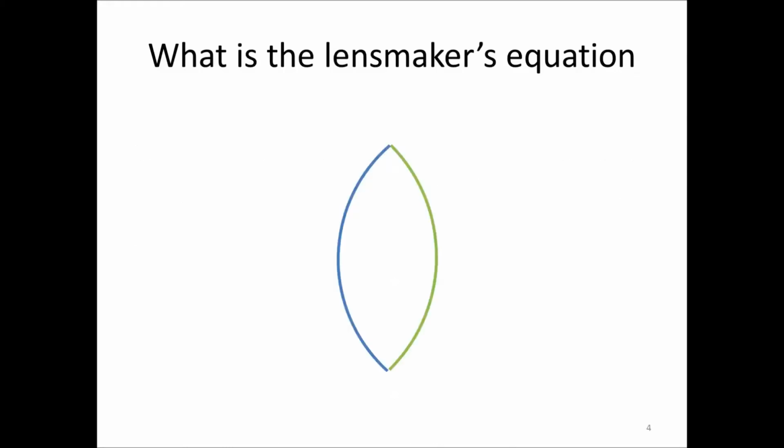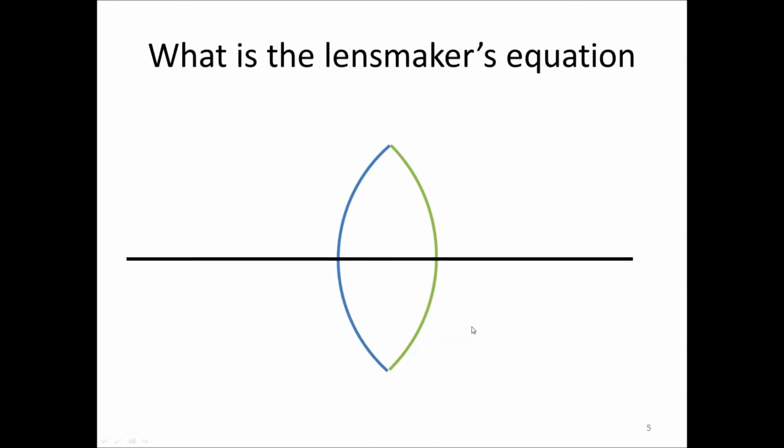So here we have a lens. We'll call the blue side the front surface of the lens, assuming rays of light are coming in from that direction. We'll call this green surface the back surface of the lens.